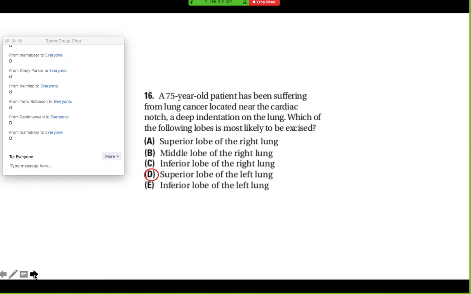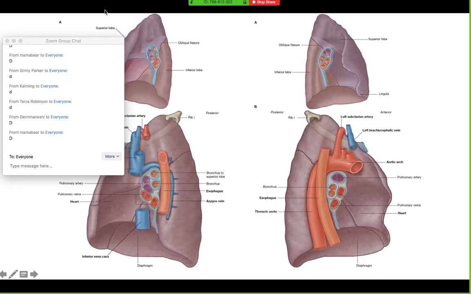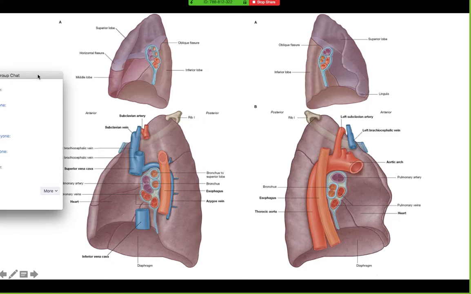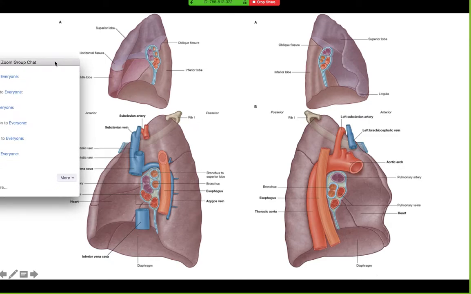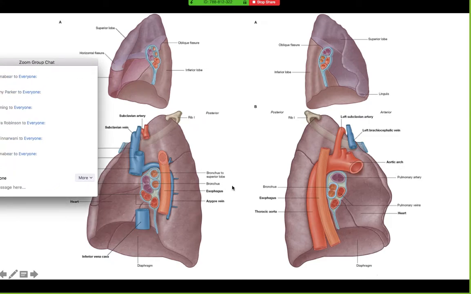Yes, so the answer is D, the superior lobe of the left lung. These questions are a good example of how they make sure you know exactly where these different landmarks are located on each of the lungs. Okay, and then here's a good picture to study from, right versus left. Which structures are leaving an impression in which lung?